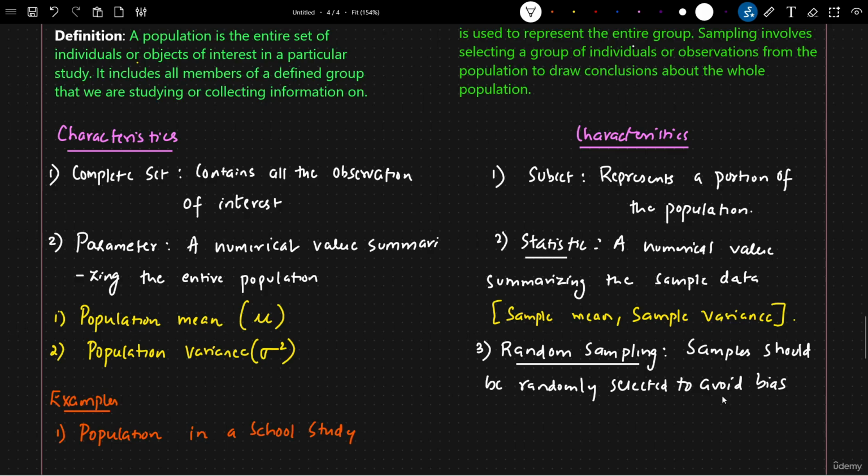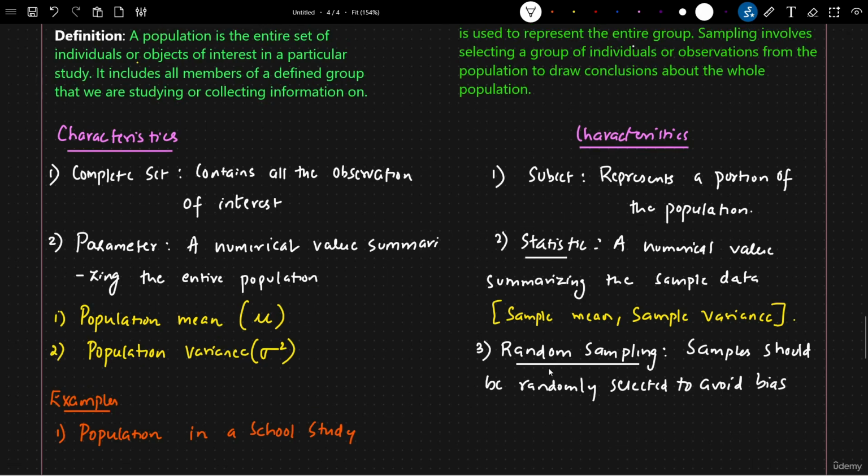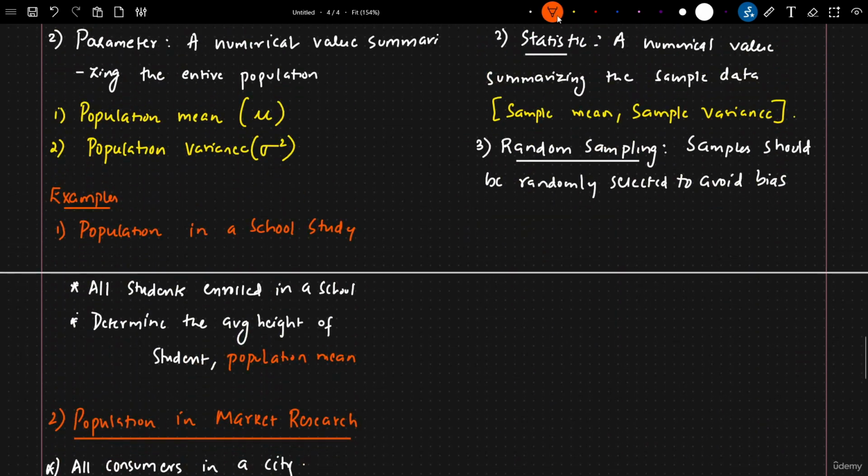Usually random sampling is one of the key characteristics of sample data, but based on different scenarios, we cannot always work with randomly selected data. In most scenarios, though, try to select the samples randomly so that you can avoid bias. Now these are the important characteristics of the sample data. Now we will see some examples.